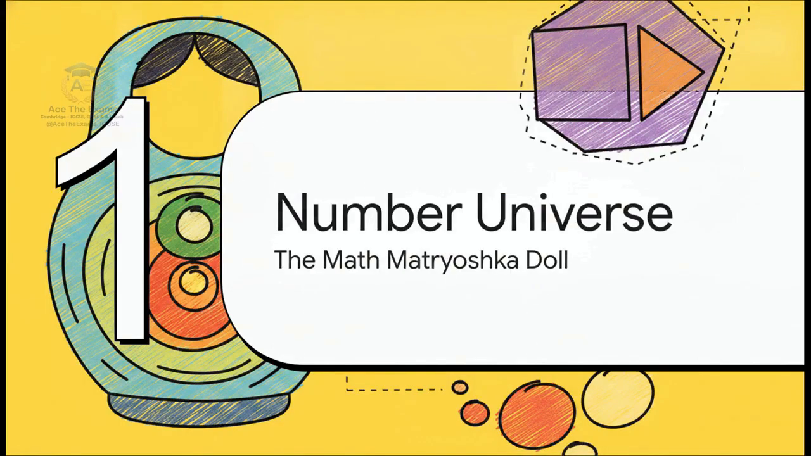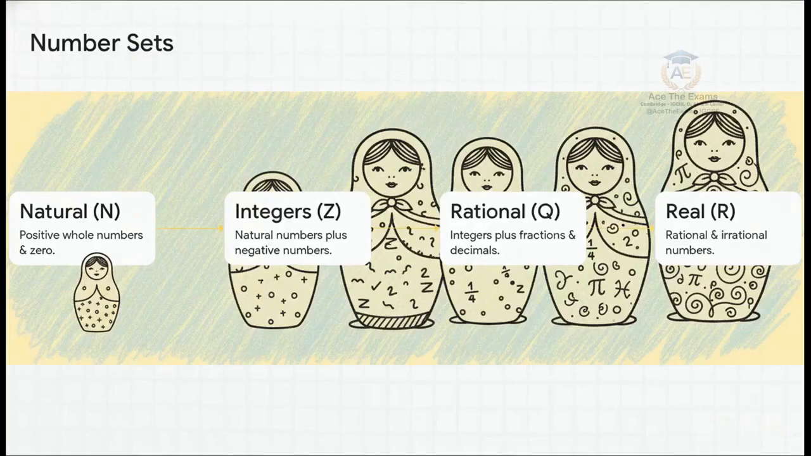Section 1, the number universe, building the math matryoshka doll. Just like shapes can be classified in a bunch of different ways, like how a square is a quadrilateral, but it's also a polygon, numbers fit into very specific categories. Honestly, the best way to visualize this is to think of Russian nesting dolls, where each new set of numbers completely swallows up the previous one. Let's walk through these steps and see how this builds.